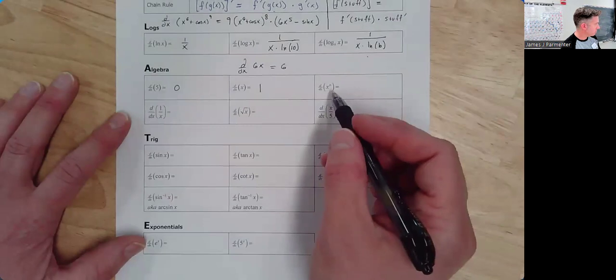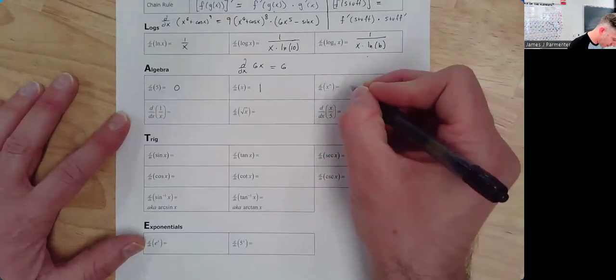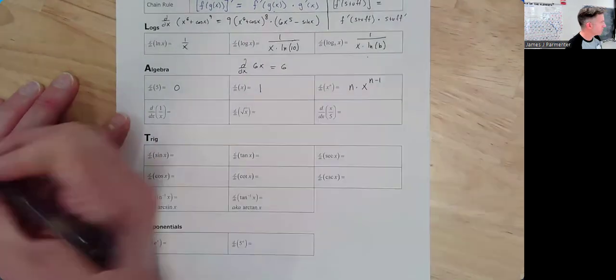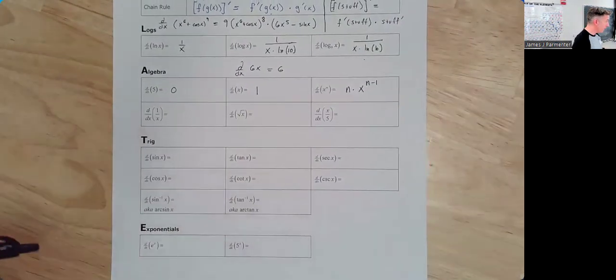Derivative of x to the n, power rule. You're going to get n times x to the n minus 1. And that's true for any value n. It would technically even work if n was 1 or n was 0, although we don't typically use the power rule. We know the derivative of x to the first is 1, and x to the 0 is 1, so its derivative is 0.